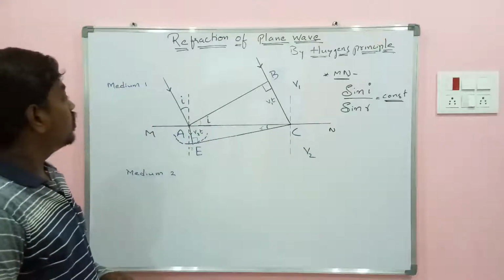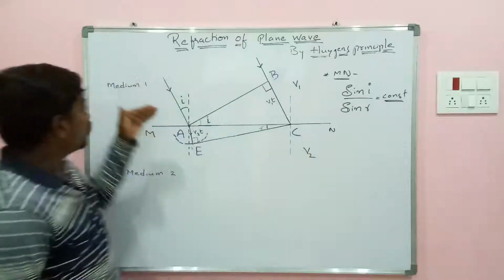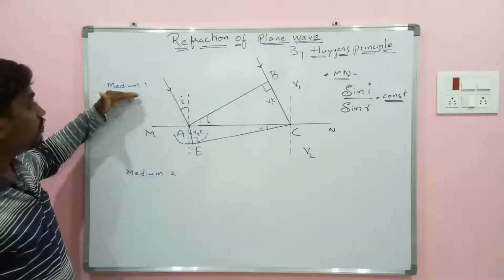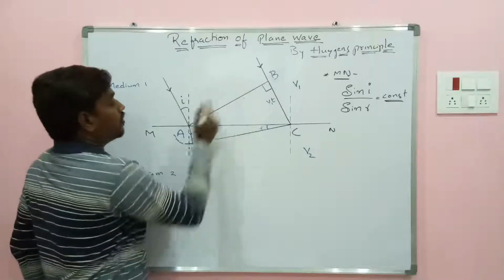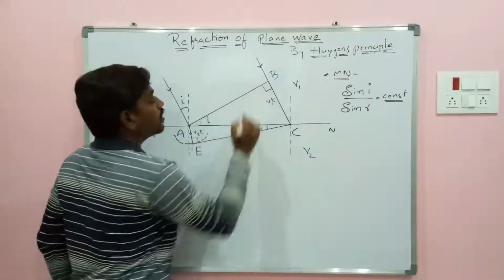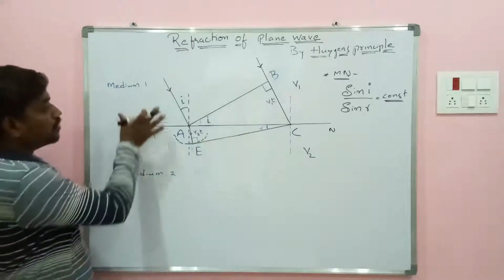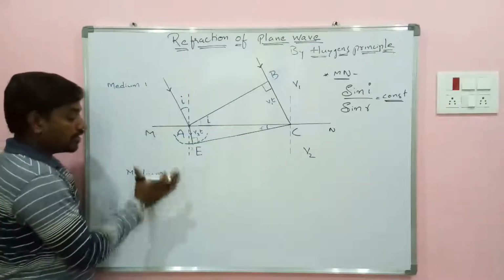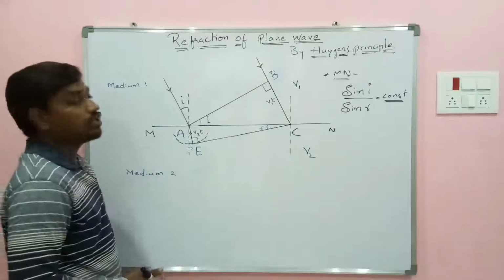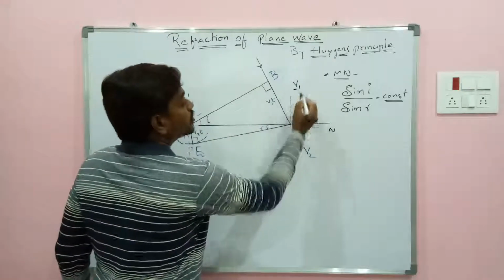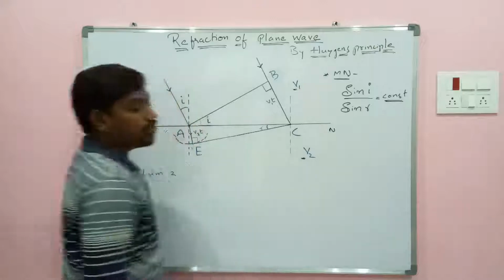Now here consider an interface MN separating two media, medium 1 and medium 2, and a plane wavefront AB is traveling towards the interface. Consider this as a rarer medium and this one as a denser medium. As the medium changes, the velocity of the wave also changes. In medium 1, let it be v1, and in medium 2, let it be v2 respectively.